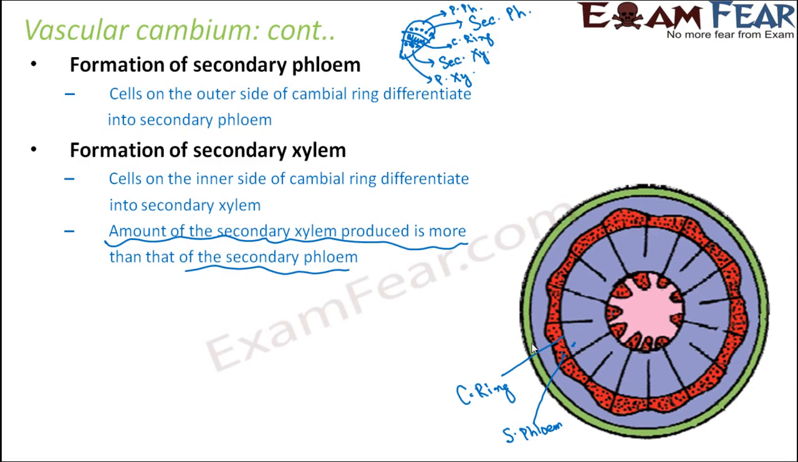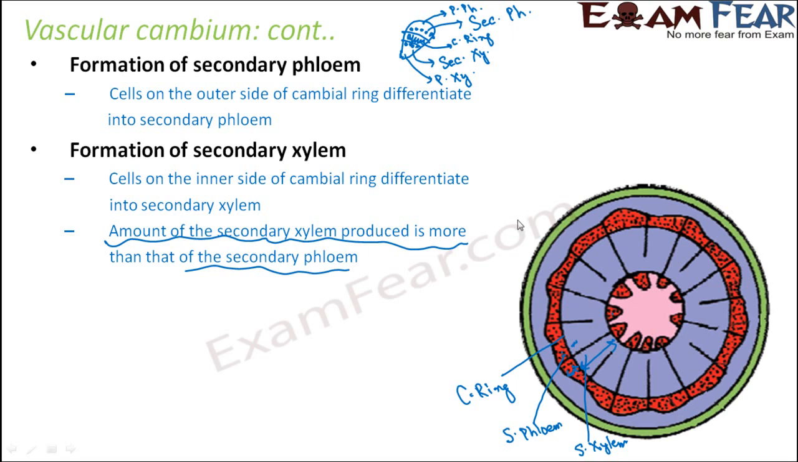So this was about the vascular cambium. So here this is clear. This is the cambial ring. This is secondary xylem. And where is secondary phloem? This is secondary phloem and this is secondary xylem. So you see the amount of secondary xylem is this much, whereas the amount of secondary phloem is only this much.